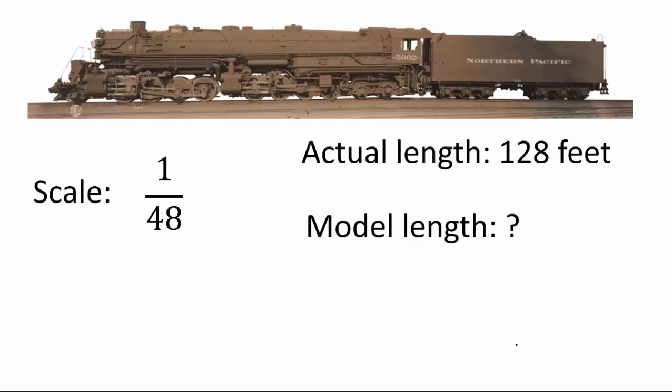An O-gauge model train is built on a 1 to 48 scale. This means that 1 inch on the model corresponds to 48 inches, or 4 feet, on a real train. A Yellowstone type locomotive, one of the largest ever made, measured 128 feet in length. How long is an O-gauge model of this locomotive?